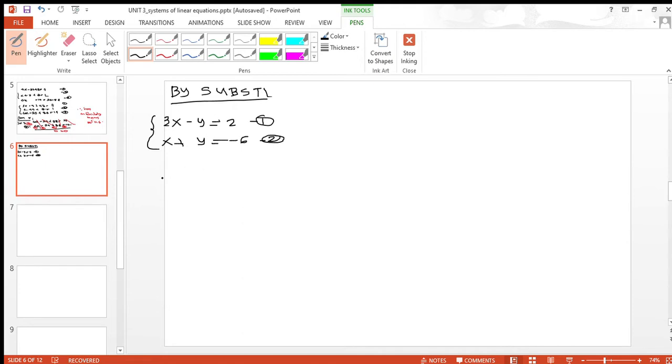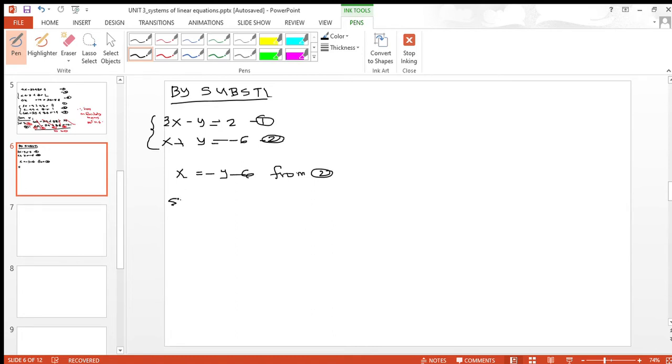So let's say we can solve x in terms of y in equation 2. Or if you like, you can solve y in terms of x in equation 1 or 2. And it will do. Okay? So let's say we will solve x in terms of y from equation 2. So we get x equals minus y minus 6. So from equation 2, we get x is equal to minus y minus 6.